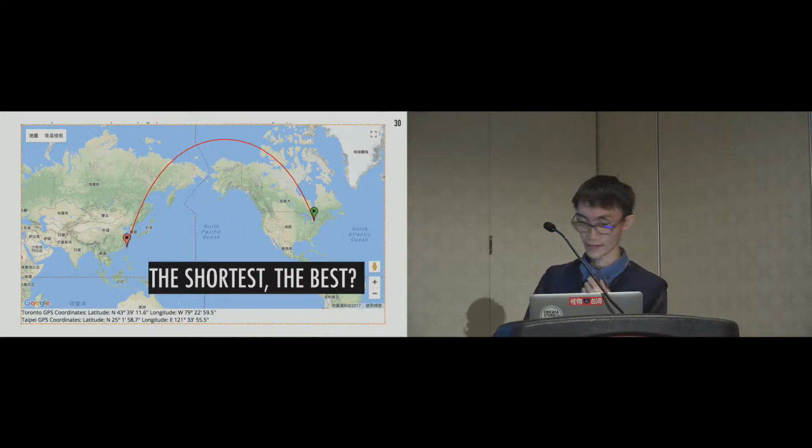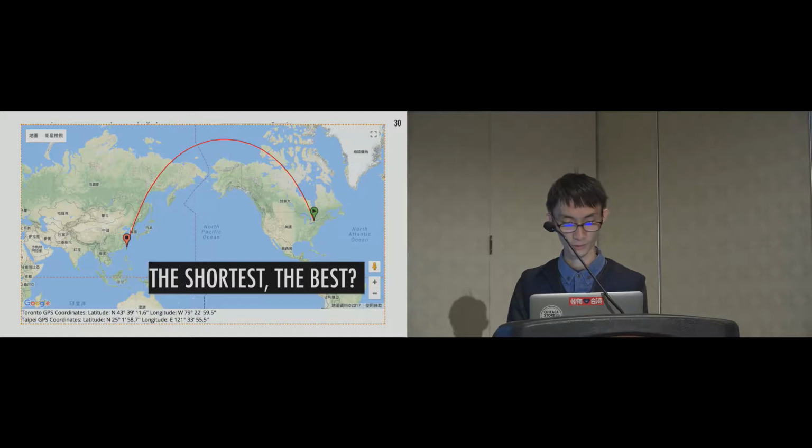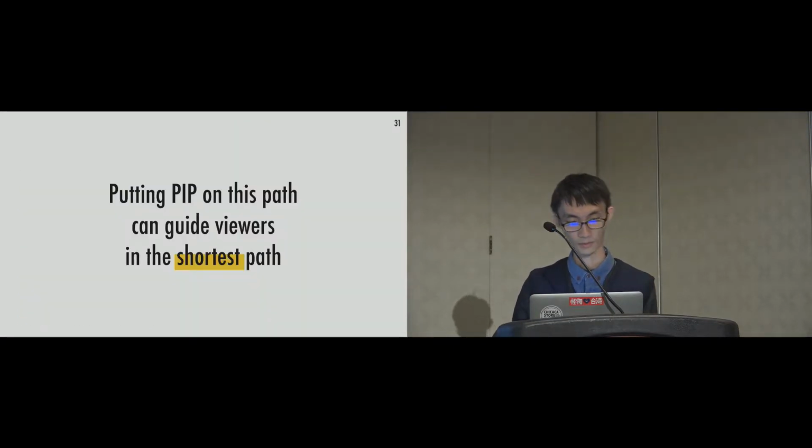This is the flight path I flew here from Taiwan to Canada. The Great Circle route is the shortest path, the most fuel-efficient path on the spherical surface. However, is it the best path for guiding viewers? Putting the picture-in-picture on this path can guide viewers in the shortest way.